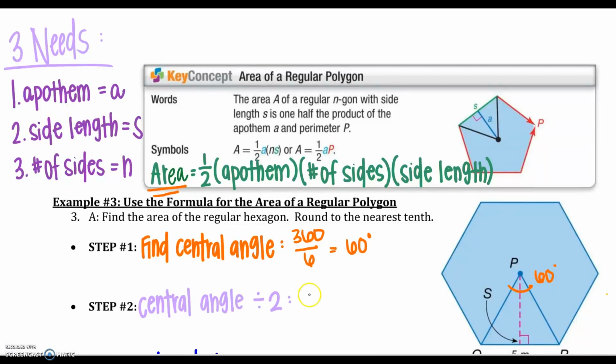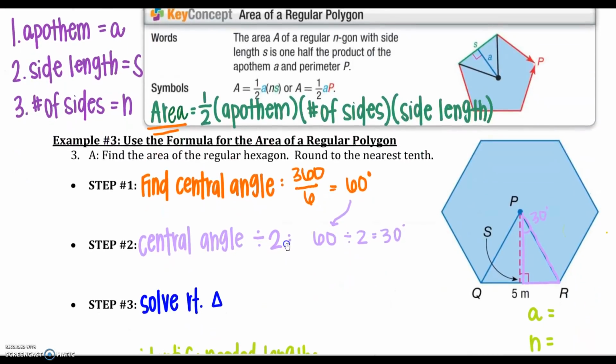So taking that central angle and dividing it by 2, so 60 divided by 2 gives me 30 degrees. And I do that because now if you look at this right triangle, I now have a 30, 60, 90 degree triangle right here. So that would be 30 degrees.